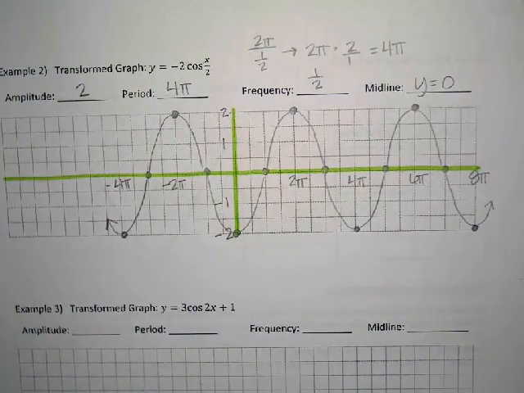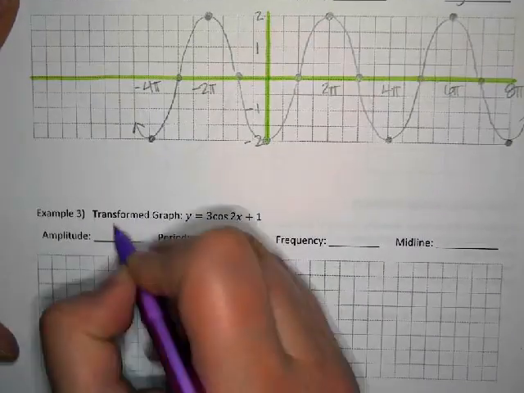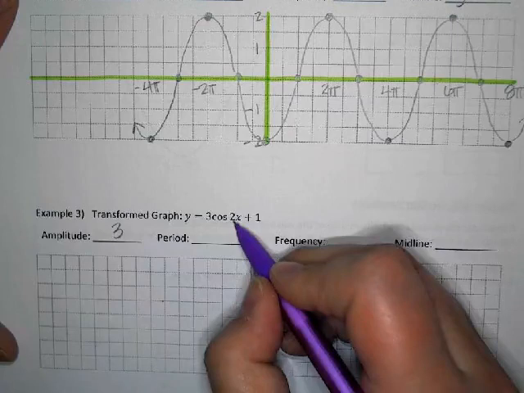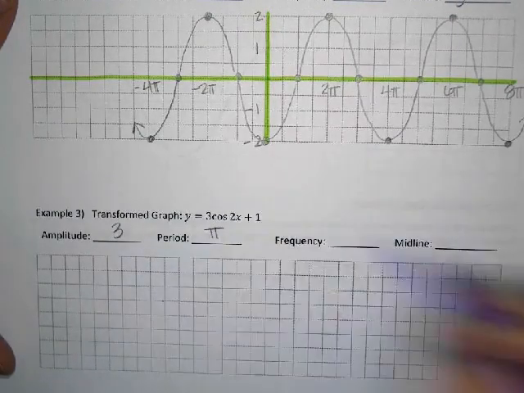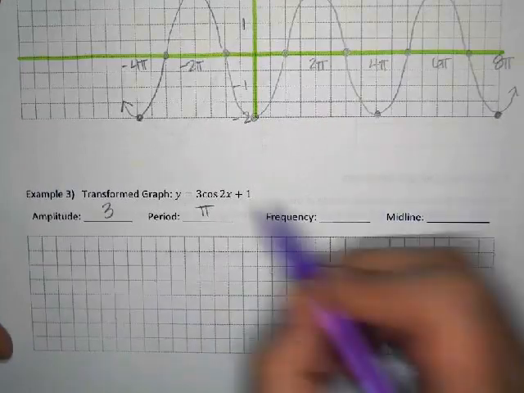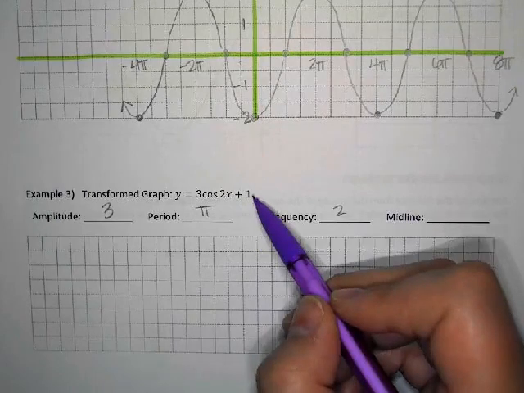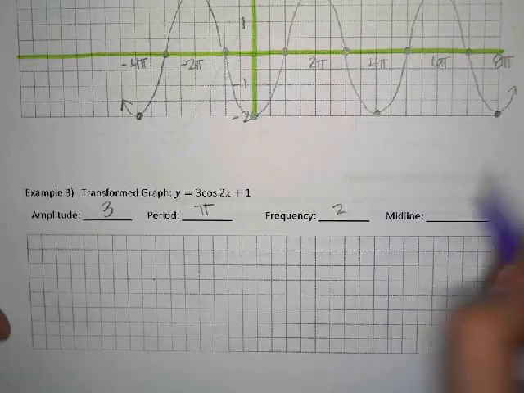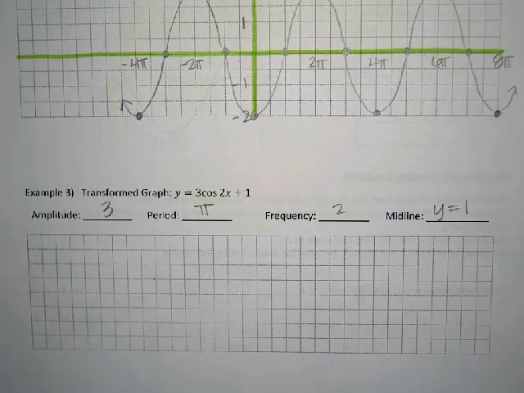All right, example 3. The amplitude is 3. We have a 2 in the front, so 2 pi divided by 2 is pi. The frequency of this graph is 2, and this time we do have a midline change. The graph shifts up 1, so we're going to say y equals 1. I'll go ahead and draw my x and my y axis.